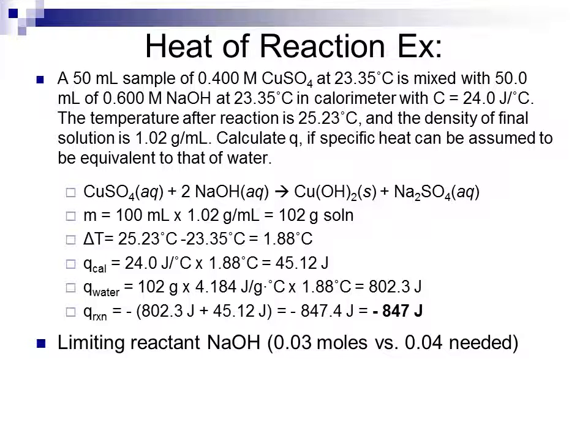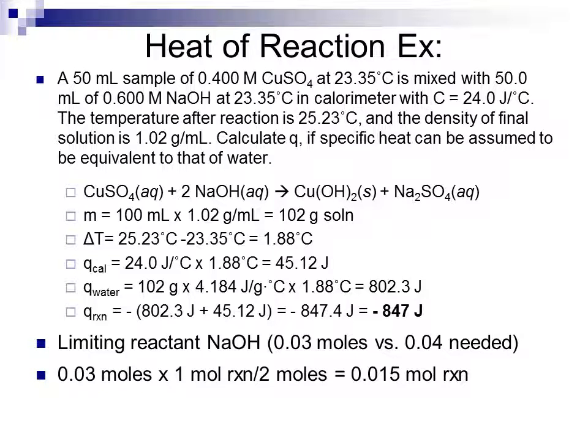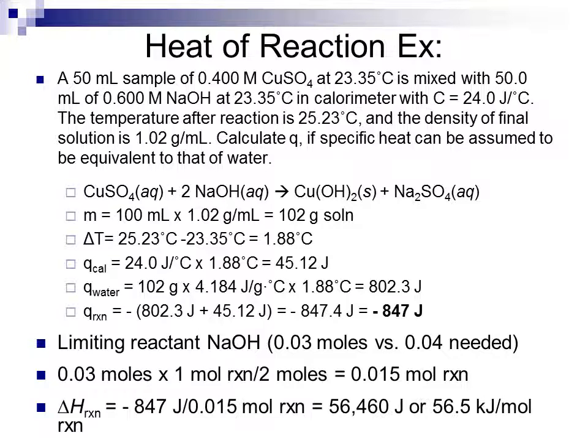In this process, sodium hydroxide is a limiting reactant because if I multiply out the volume times the molarity, I find that I have 0.03 moles of sodium hydroxide and 0.02 moles of copper sulfate. Because I need 2 moles of sodium hydroxide for every 1 mole of copper sulfate, I would need 0.04 moles of sodium hydroxide where I have only 0.03, so it is a limiting reactant then. I can convert from the number of moles of sodium hydroxide to the mole reaction by dividing by 2 moles per mole reaction, which gives me 0.015 mole reaction.